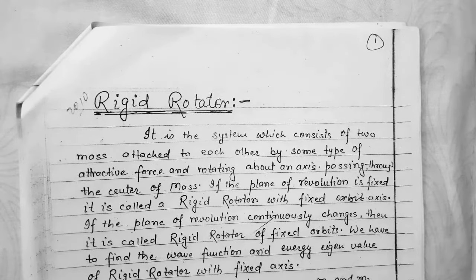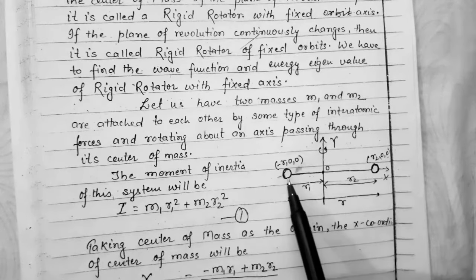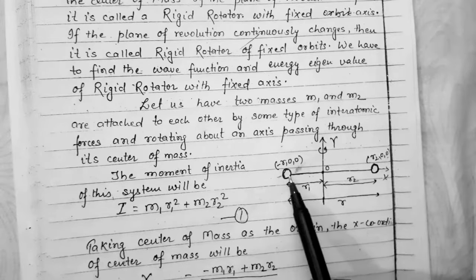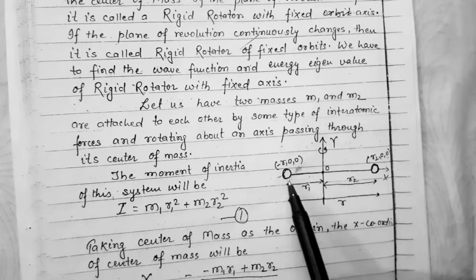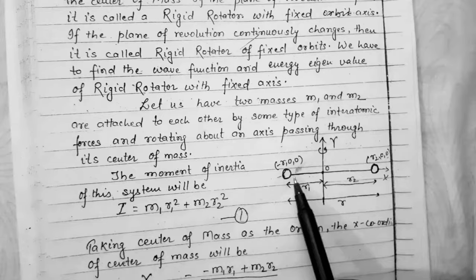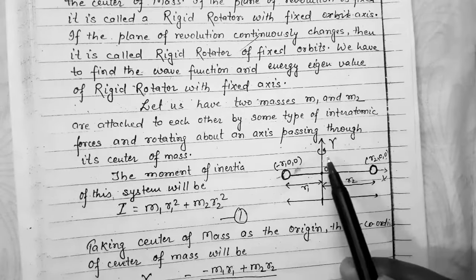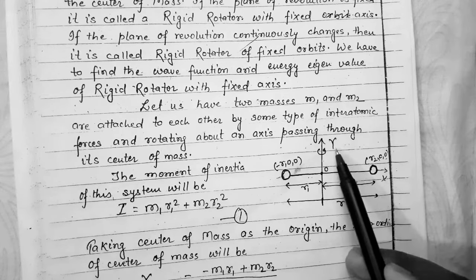In this rigid rotator, we assume two masses which are attached to each other by an attractive force. We assume there is an interatomic force between these two masses, and it will be rotating about an axis. Meanwhile, in rotation it will pass through the center of mass.